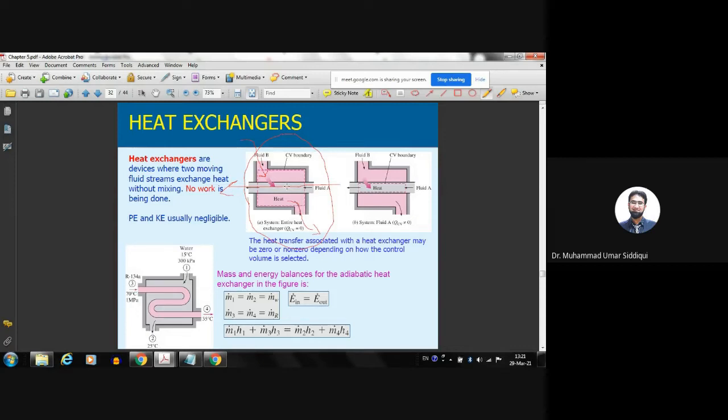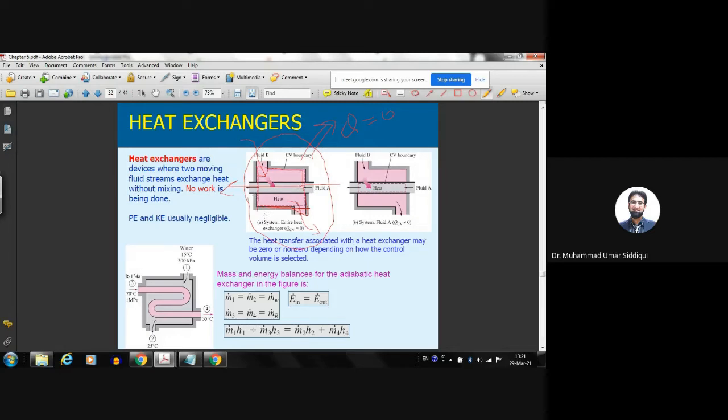Now, when we have to analyze the heat exchanger, one important thing is that we need to set our control volume. What is our system? If we consider the whole heat exchanger as our system, with both fluids inside it, then this is our system and outside is our surrounding. In this case, from outside to inside, there is no heat transfer. So Q will be 0 if we are considering the whole heat exchanger as our control volume.